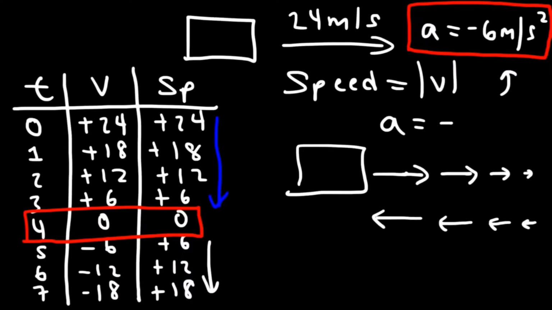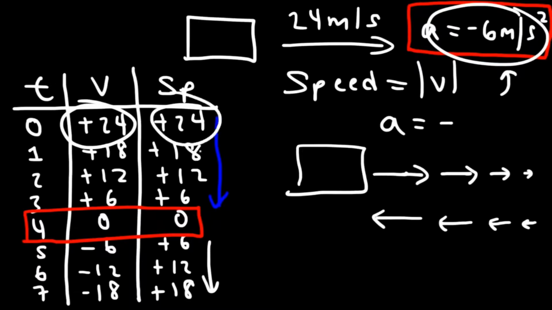Now remember what we said before. If acceleration and velocity share the same sign, then the object would be speeding up. That is, the same, positive or negative. But if they have opposite signs, then the object is slowing down. So during the first 4 seconds, the velocity is positive and the acceleration is always negative. Therefore, because their signs are opposite, it's slowing down. The speed is decreasing from 24 to 0.